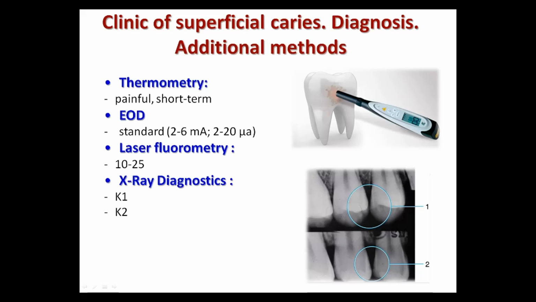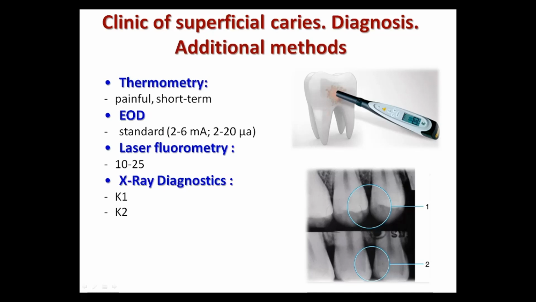Additional methods during superficial caries. Thermometry. It may be painful but short term, very short term. Electroodontodiagnostic is standard like a healthy tooth, from 2 till 6 microamperes in the front teeth and from 2 till 20 microamperes in the molars. Laser flowmetry has indicators between 10 and 25 points.